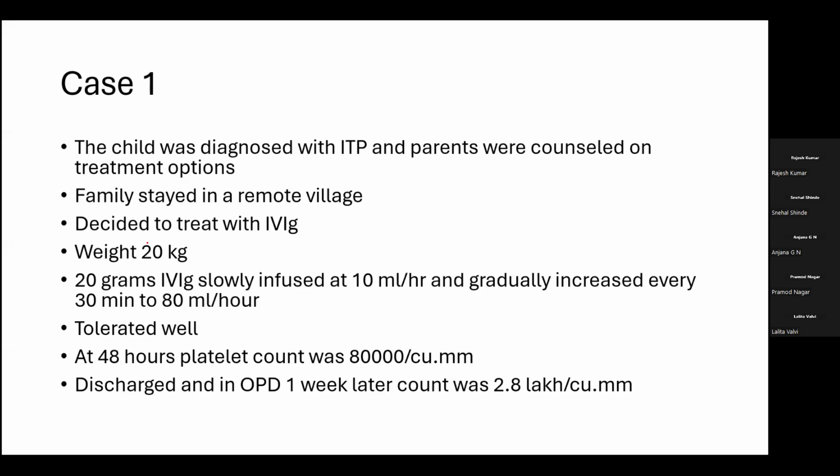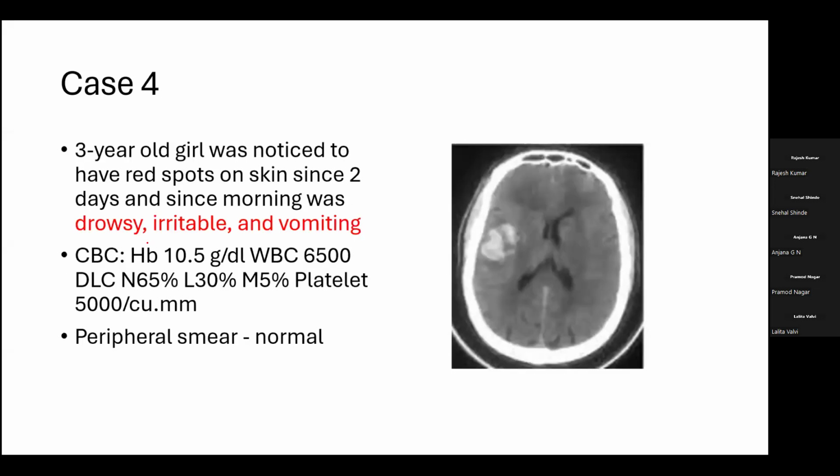But this family was staying in a very remote village. We thought that they might not come back to us properly for follow-up. So we thought it's better to give some treatment to improve the platelet count. So we gave IVIG 20 grams, and by 48 hours, the platelet count improved, we discharged, and when they came back to OPD, the platelet count further improved, showing the good response to IVIG treatment. But please, I'm not trying to tell you that you have to give IVIG for all children with ITP. It is a balanced decision, like I told you before, which we have to take sitting with the family.